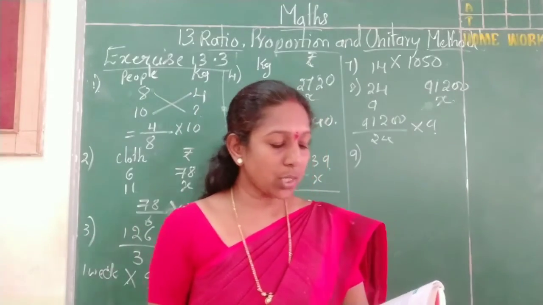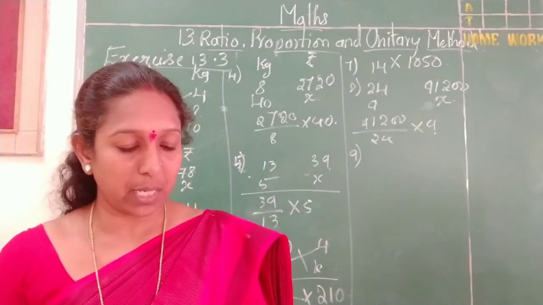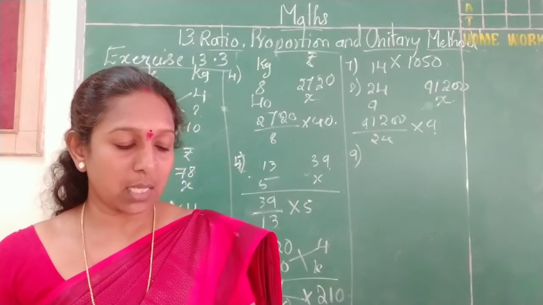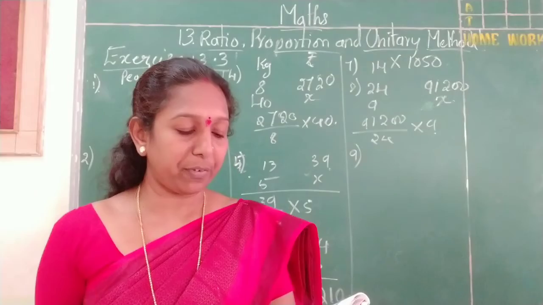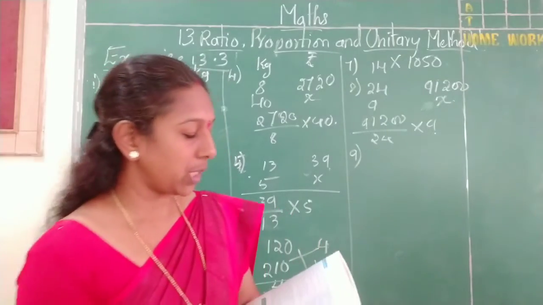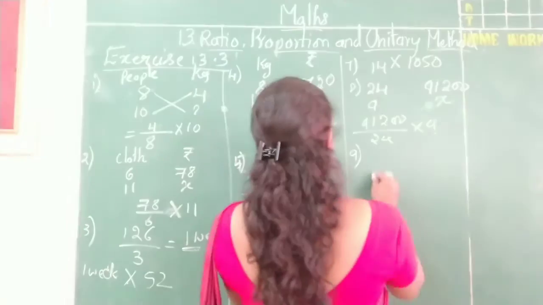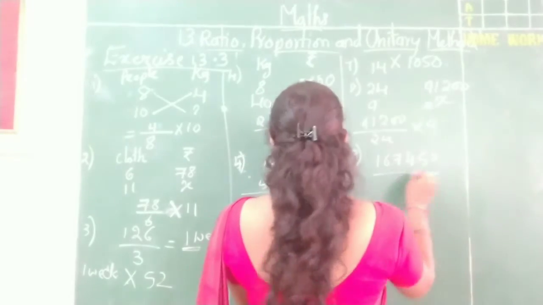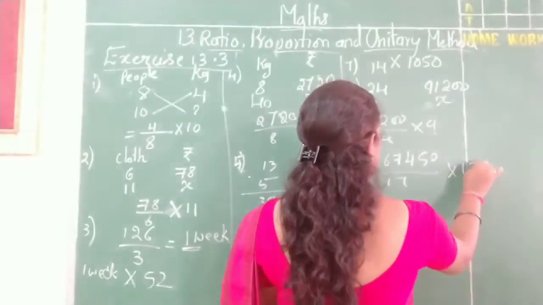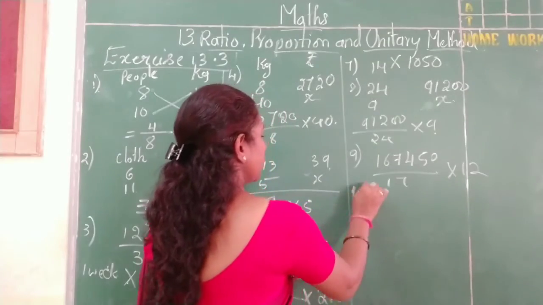9th one. The cost of 17 bags of cement is 1,674 rupees 50 paisa. Find the cost of 12 bags. So 1,674 rupees 50 paisa divided by 17 into 12. Okay, so this is the answer.